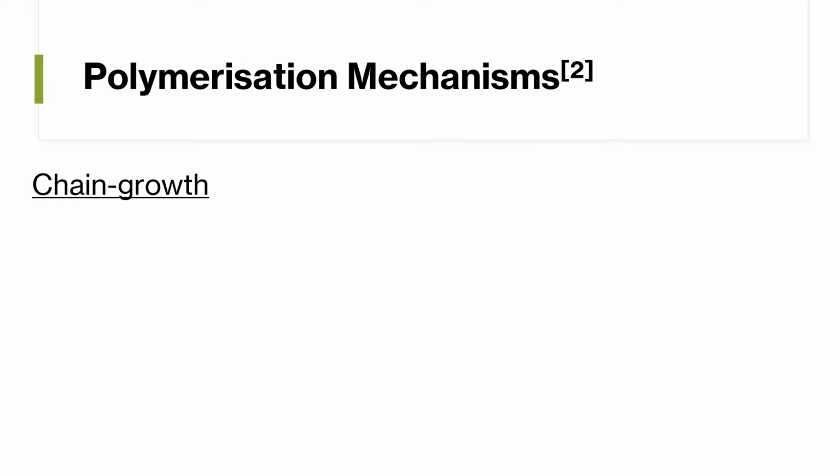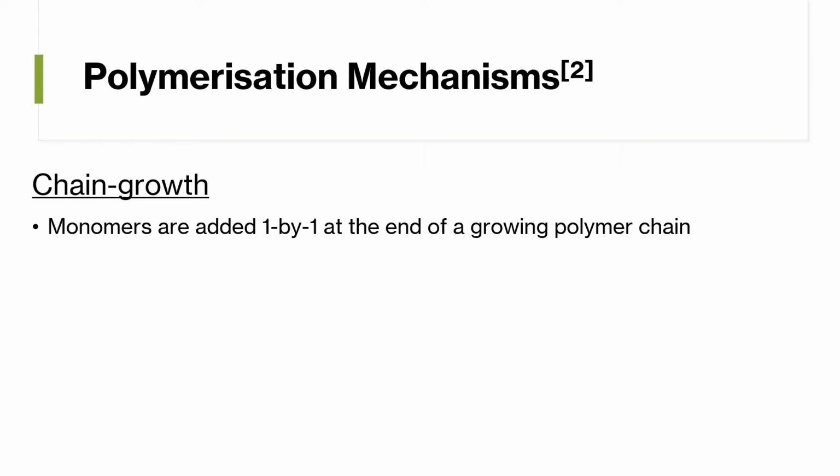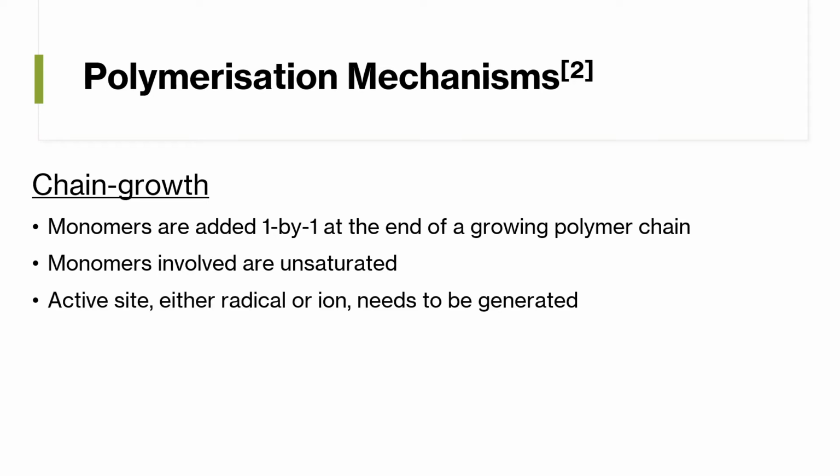Conversely, in chain growth polymerization, monomers are added one by one at the end of a growing polymer chain. The monomers involved are unsaturated, and the active site, which is either a radical or an ion, needs to be created, unlike in step growth where the monomers already have active sites. There are multiple mechanisms for chain growth polymerization, depending on the initiator used to generate this active site, but they all share three common steps which you may recognise from the synthesis of haloalkanes from alkanes.